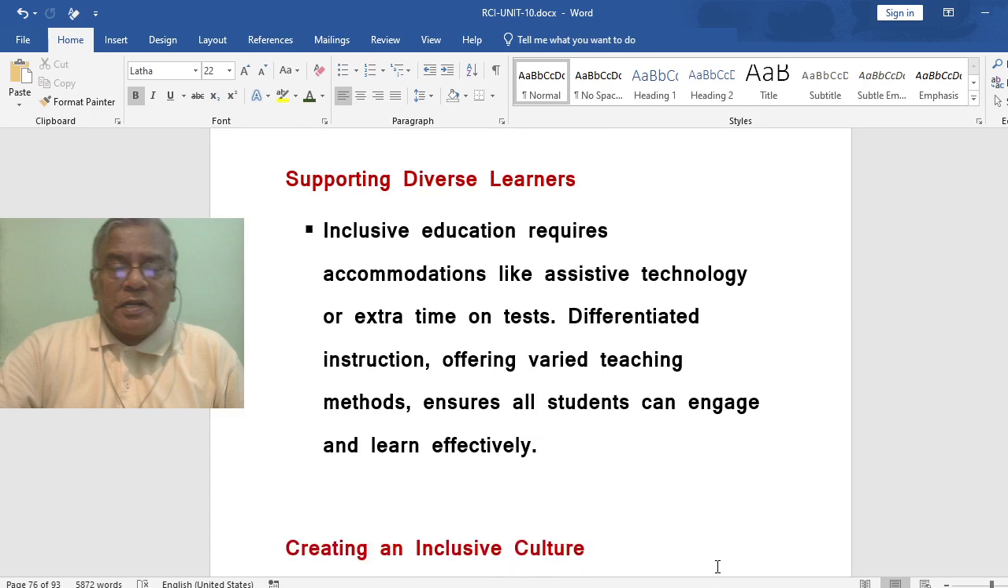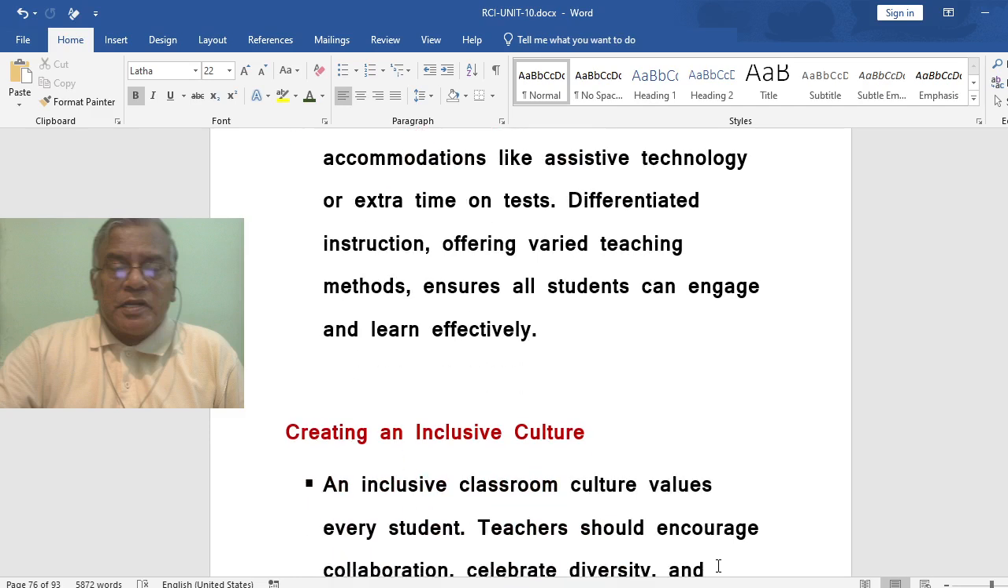Supporting diverse learners. Inclusive education requires accommodations like assistive technology or extra time on tests. Differentiated instruction, offering varied teaching methods, ensures all students can engage and learn effectively.